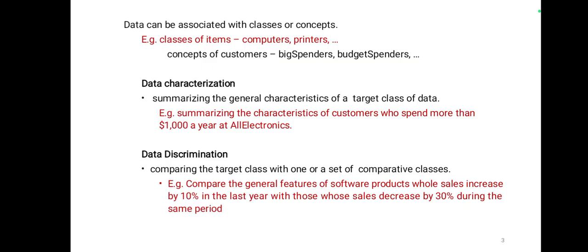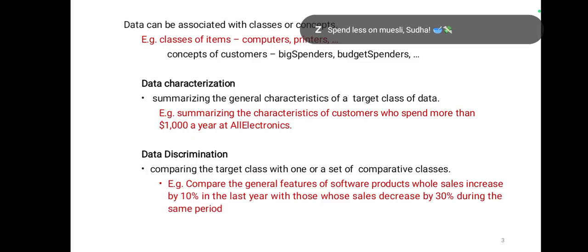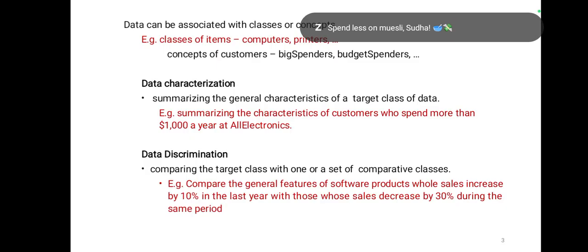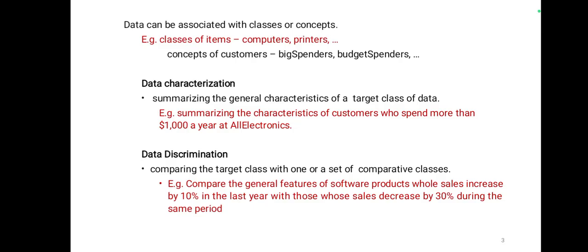I have already given an example for this, right? For example, summarizing the characteristics of customers who spend more than $1,000 or $50,000 a year, and discriminating, meaning how we are going to compare two different groups or two different classes. Another example is given here: compare the general features of software products whose sales increased by 10% last year with those that decreased or increased by 30% during the same period.